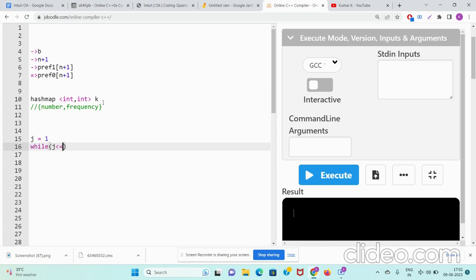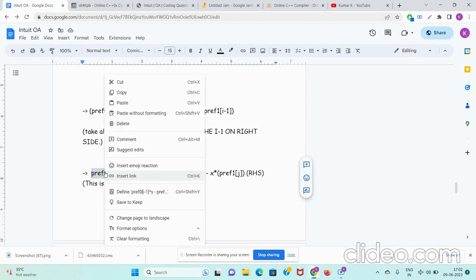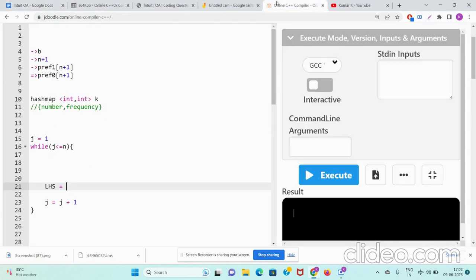while j less than or equal to n. Now all you need to do is calculate the LHS. You just calculate the LHS. What will be the LHS? LHS will be this value, right? Prefix[i - 1]. Okay, it will be this value, right?